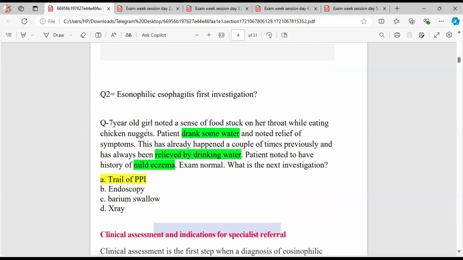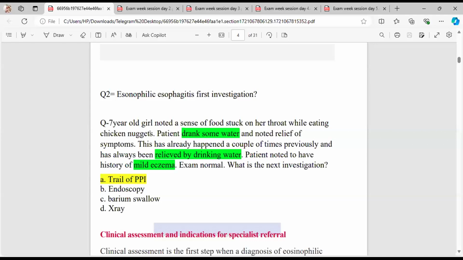The 7-year-old girl noted a sense of food stuck in her throat while eating chicken nuggets. The patient drank some water and noted relief of symptoms. This has already happened a couple of times previously and has always been relieved by drinking water. The patient is noted to have a history of mild eczema as well. Examination is normal. What is the next investigation?